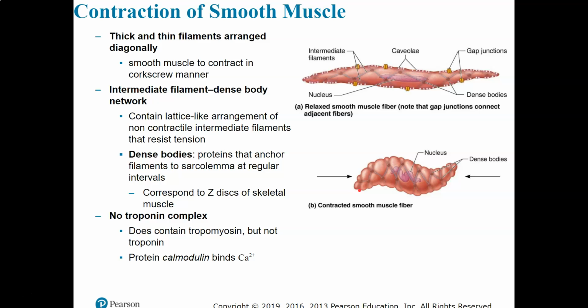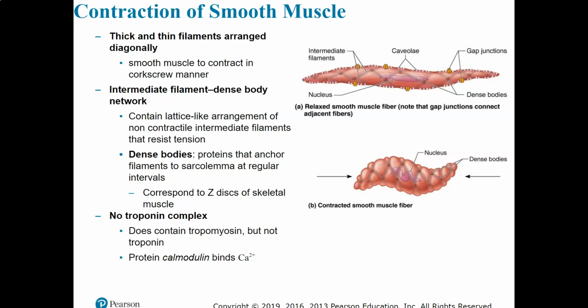The thick and thin filaments of smooth muscle, instead of being arranged in myofibrils, are instead arranged diagonally. And this causes the smooth muscle to contract in a corkscrew-like way, instead of just shortening like a skeletal muscle does. In addition, we're going to have a lattice-like arrangement of intermediate filaments to help resist tension that are anchored to what are called dense bodies. And that is going to help organize and protect those filaments.